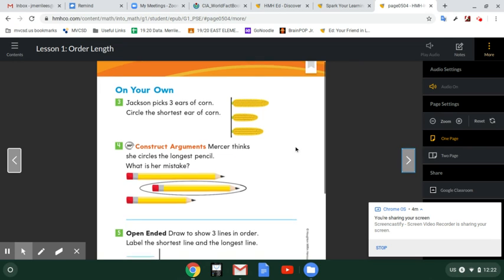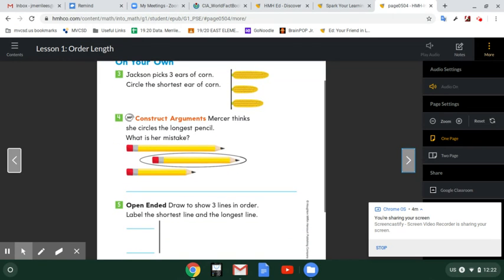On your own. Jackson picks 3 ears of corn. Circle the shortest ear of corn. I'm not going to do that for you. I know you can do that. Circle the shortest ear of corn.